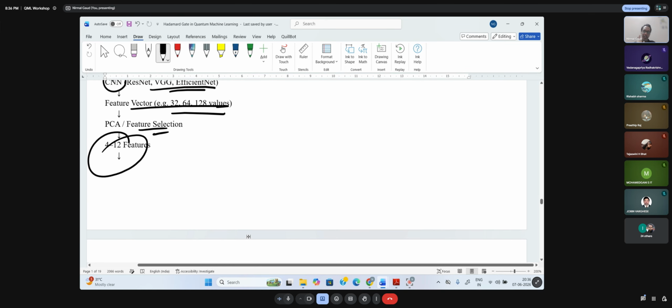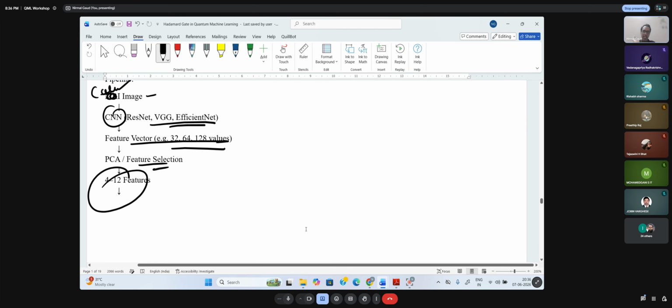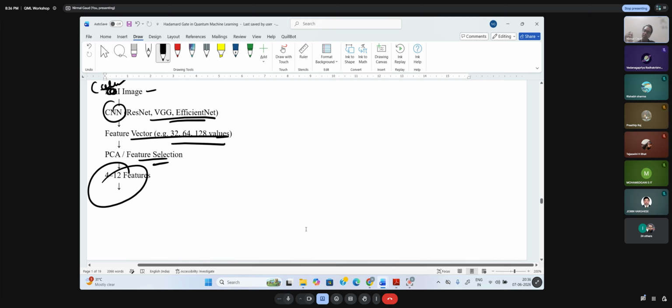I can't do anything else. If you expect 18 qubits, no. I can take 2 or 4 qubits, enough, not more than that. I don't have any machine to solve the problem.